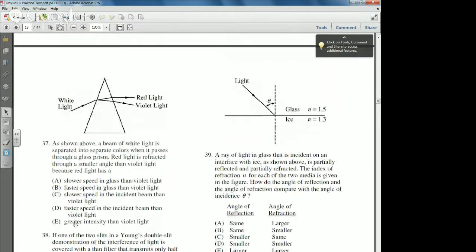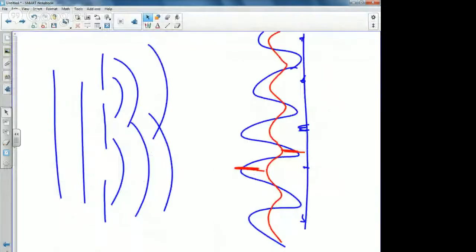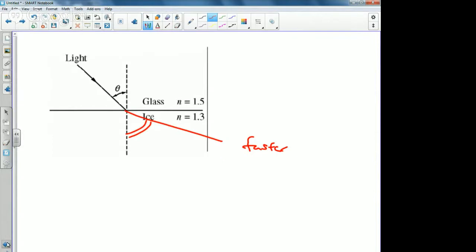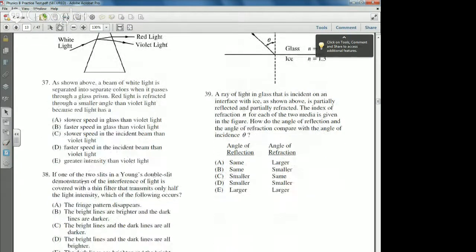Okay, in this case, 39, I can use the previous one over here. We can see as it goes from glass into ice, the angle of refraction is larger, it speeds up. The angle of reflection should be the same. Nice and easy. Reflection is always at the same angle.